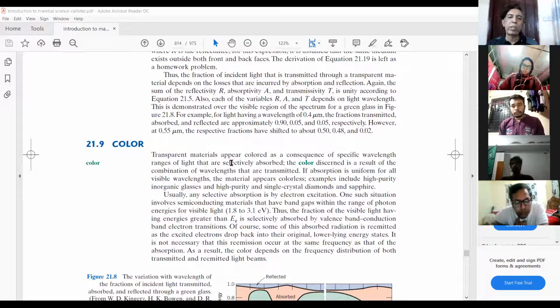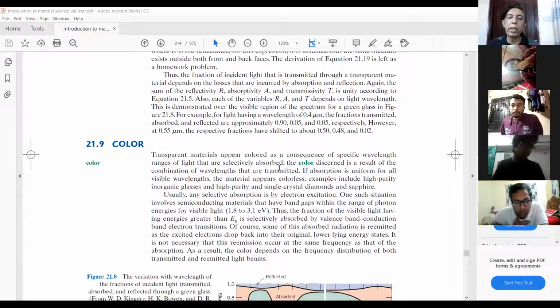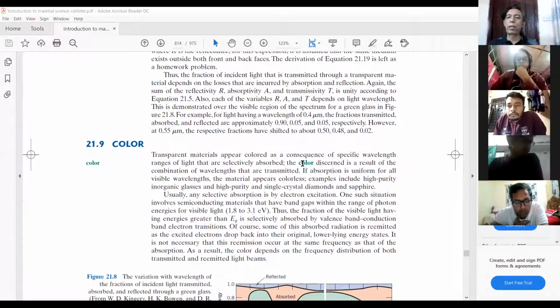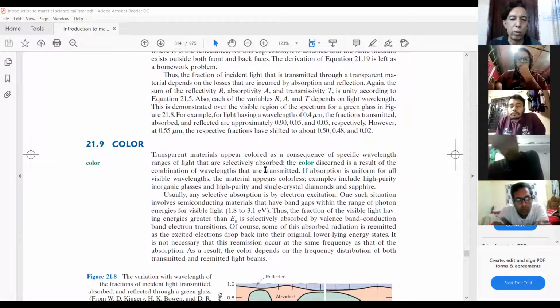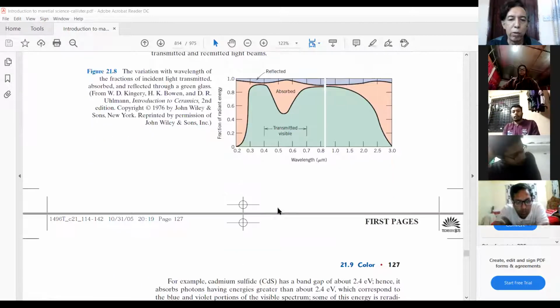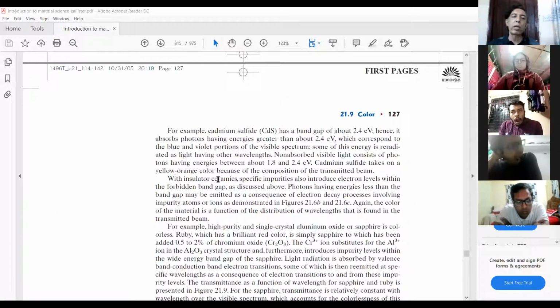Transparent materials appear colored as a consequence of specific wavelength ranges of light being selectively absorbed. The color discerned is a result of the combination of wavelengths that are transmitted. যে লাইটটা ট্রান্সমিট করেছে সেটার কম্বিনেশন। কম্বিনেশন কেন বলছে, দাঁড়াও, একটা উদাহরণ দিচ্ছে এখানে। For example, cadmium sulfide.